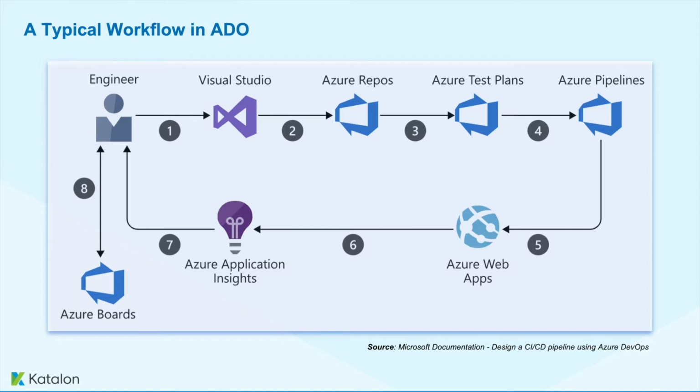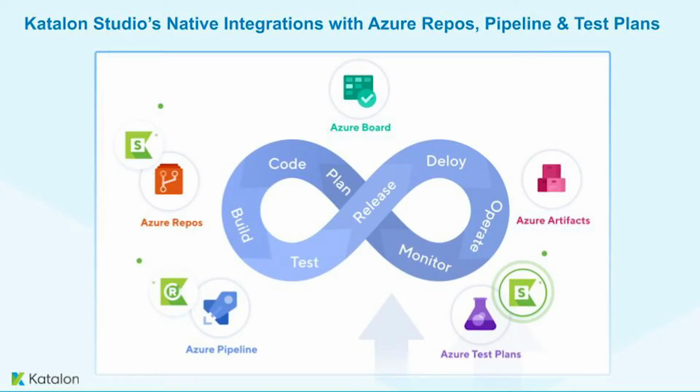Azure Test Plans has different tools to test your apps, including manual and exploratory testing, and also continuous testing. And Azure Pipelines in particular provides the build and release services to support continuous integration and also delivery of your application. So out of these 8 different standalone services, we're going to take a look at what we already have with Katalon Studio.